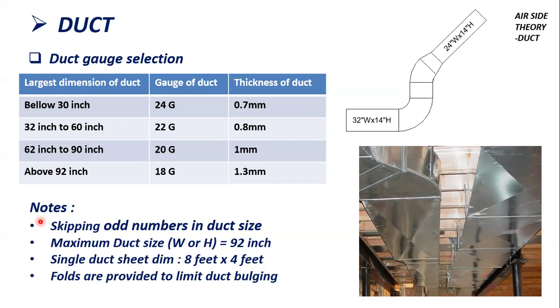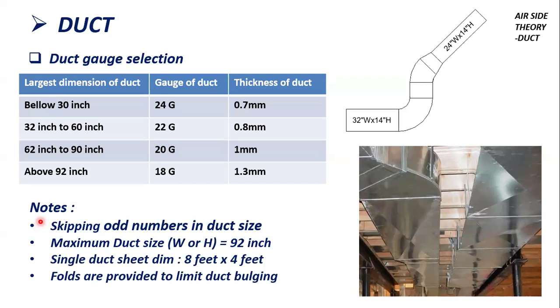duct. So what do you mean by gauge? Gauge is nothing but the actual thickness of that sheet itself. So gauge refers to the sheet thickness. Here you can see gauge number is inversely proportional to thickness. That means if the gauge number is high, the thickness of the duct will be comparatively less. Here you can see 24 gauge duct means 0.7 millimeter thickness of that sheet. So when any dimension of that duct is below 30 inches, in those scenarios you need to use a 24 gauge duct.